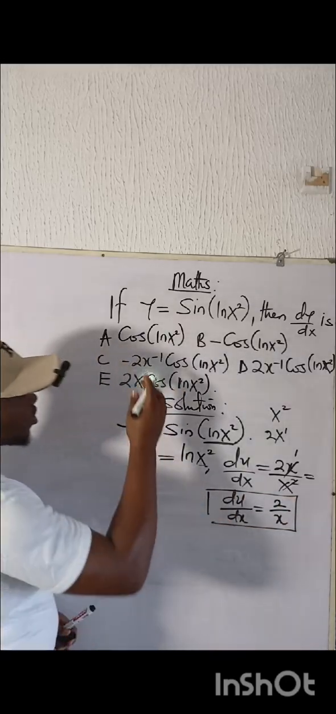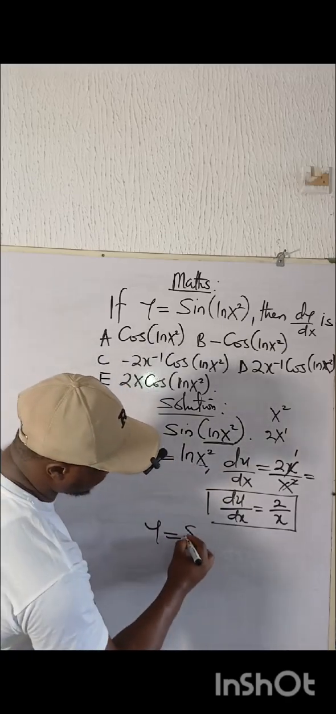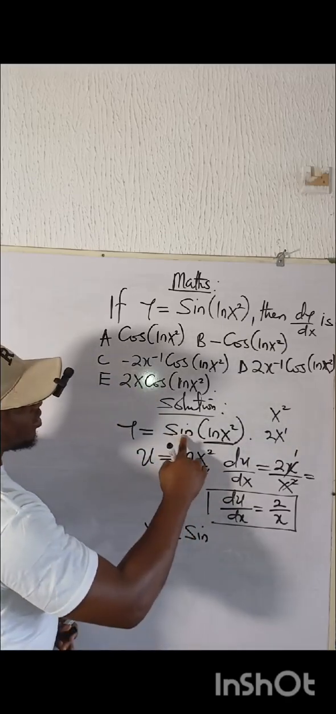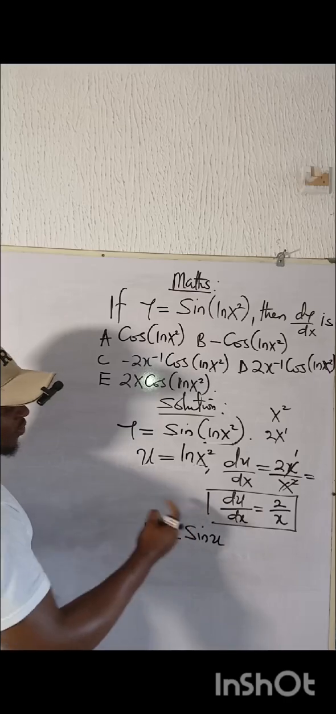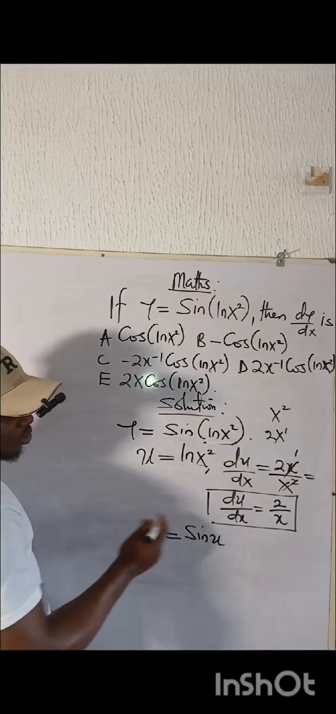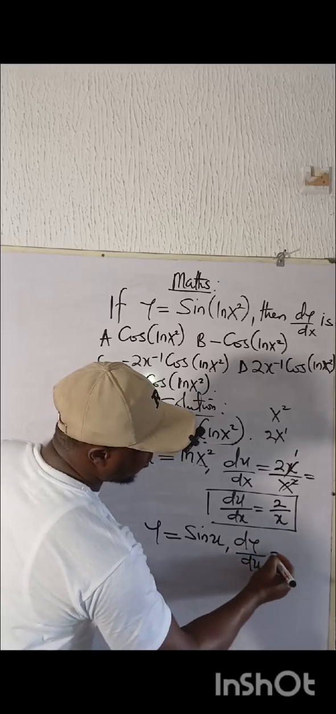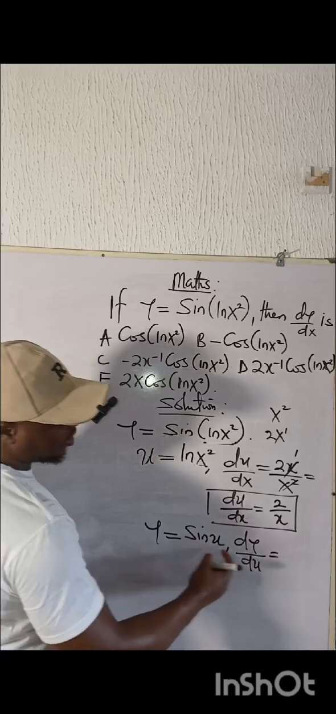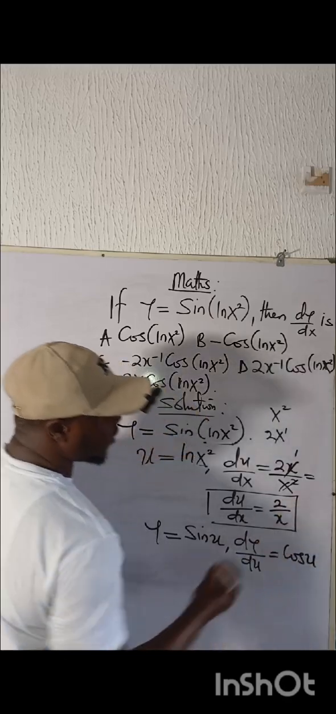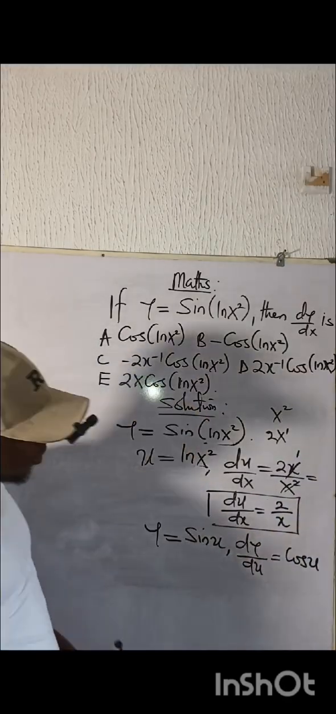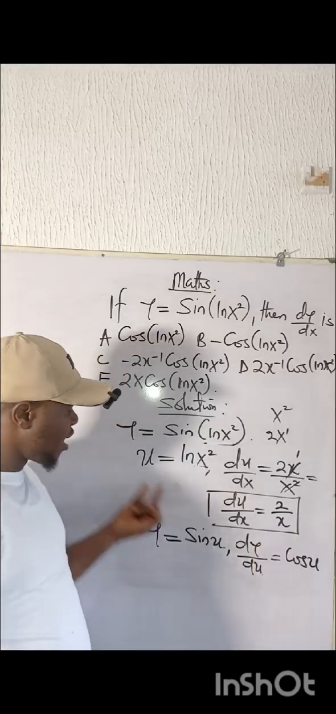Now the next thing you are going to do is say that y is equal to sine of, write this, the whole of this function is what we call u. So we have sine u. Now let's differentiate y with respect to u. So dy/du is equal to, if you differentiate sine, you get cos of u.